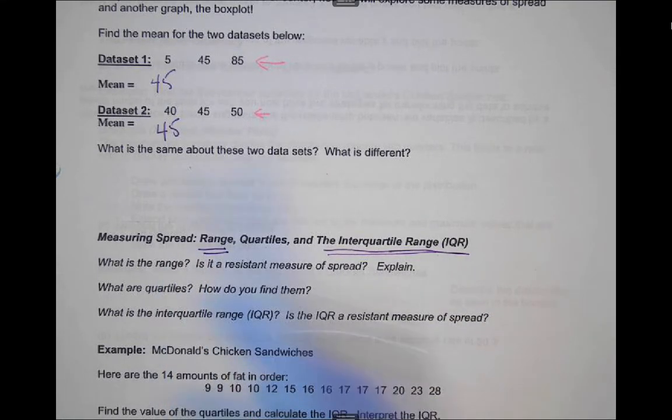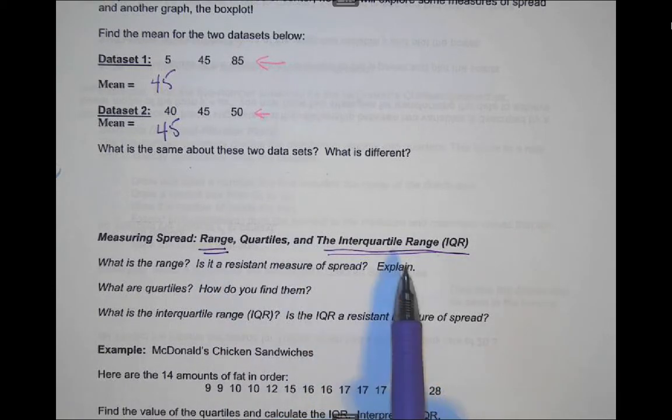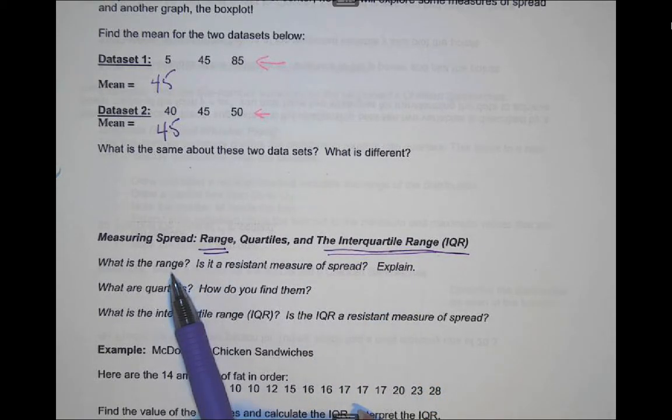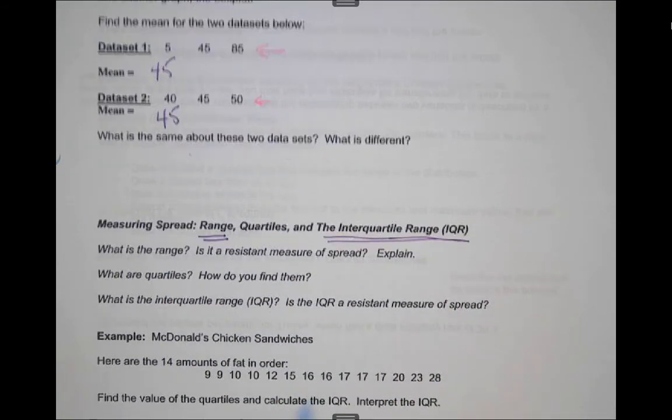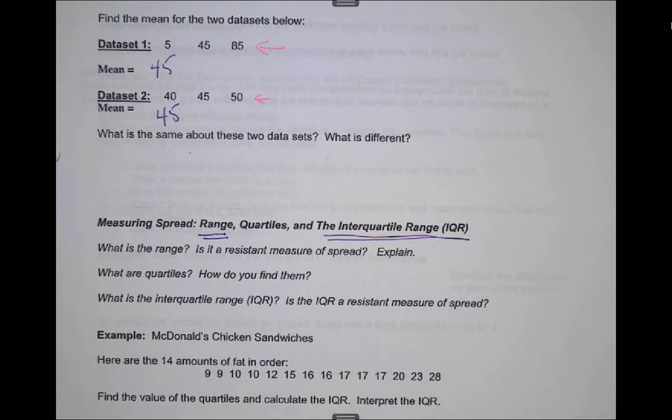So the range is very straightforward. It's just the max minus the min. It's incredibly easy to calculate. Is it a resistant measure of spread? No, it's not. If you have outliers, it's going to influence the range. Again, it's a very quick one to calculate. That's why it might be used a lot. In that last warm-up example, I only knew the max and min, so I could calculate the range. I wouldn't have been able to calculate any other measure of spread.